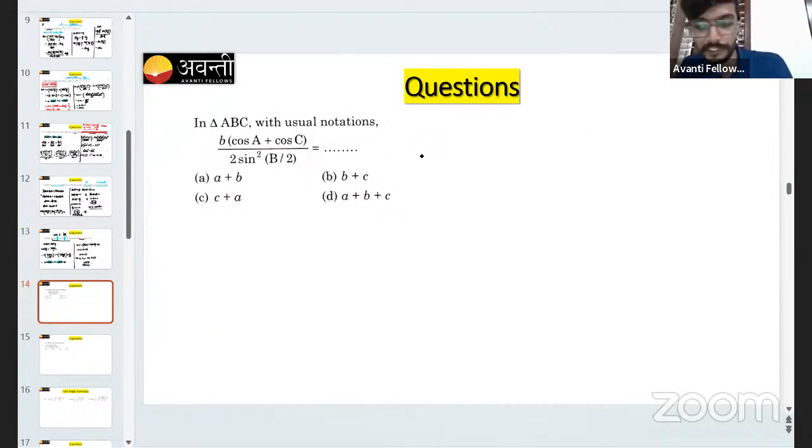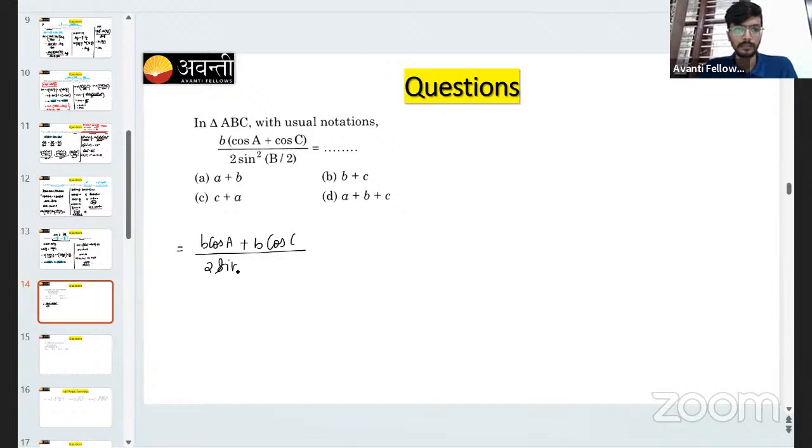It is also a very nice question, but I'll give you a head start. Let's see what you can think about. Obviously this is an MCQ. Got something? First, let's simplify the numerator. I can simplify the numerator. Means open the brackets: b cos A plus b cos C upon 2 sin square B by 2.